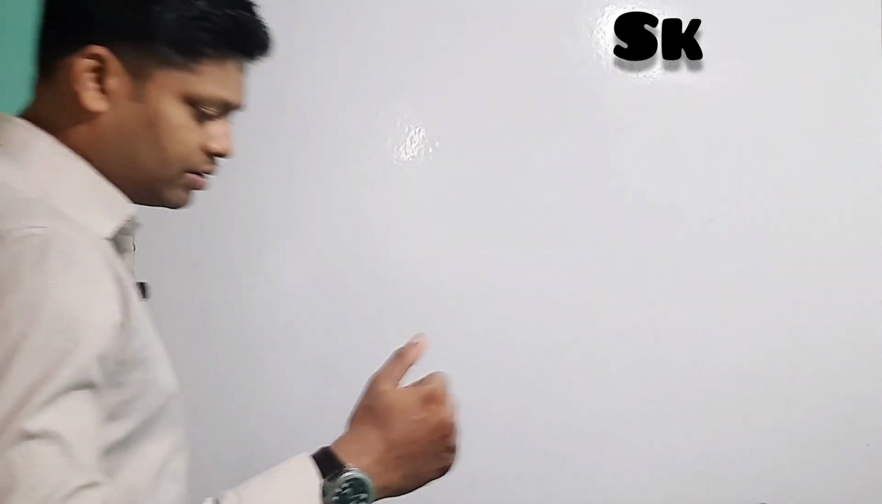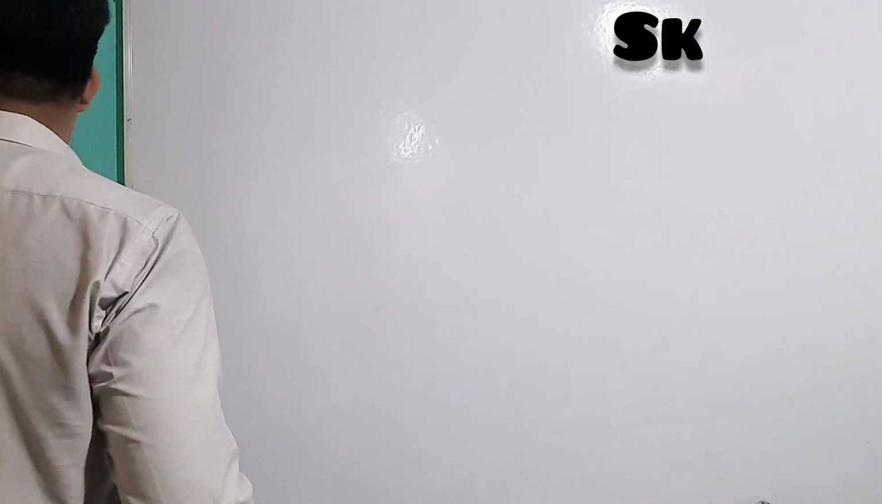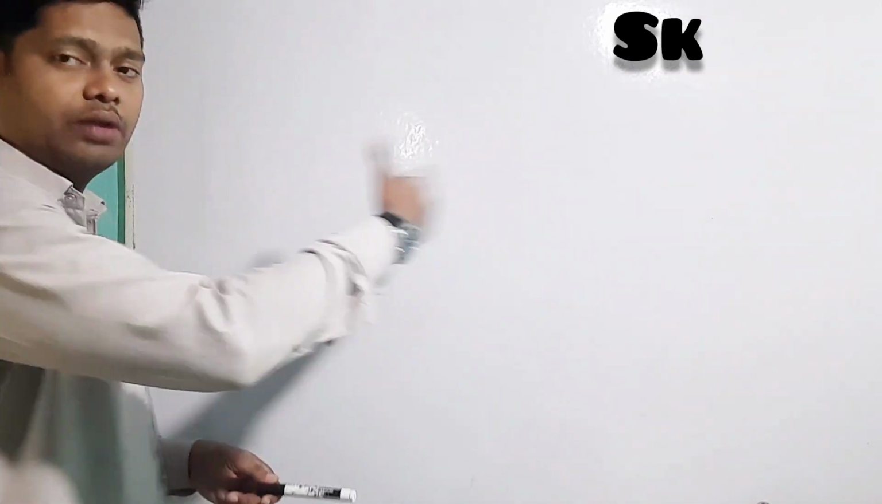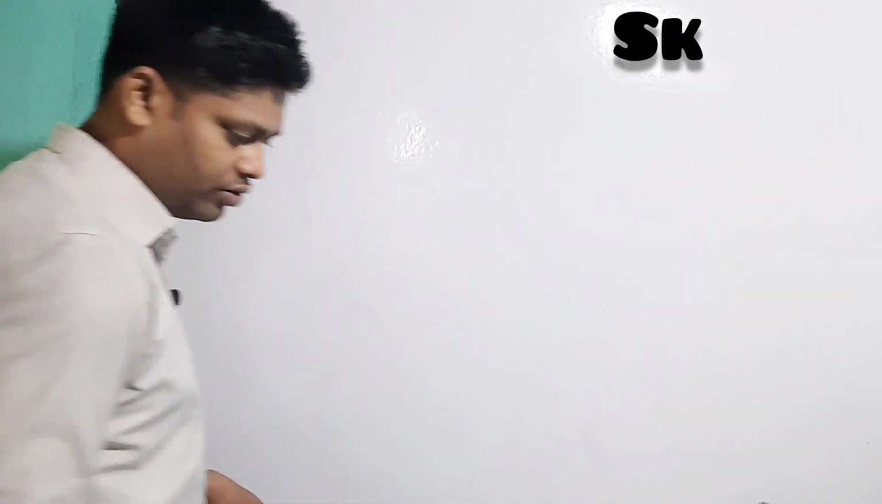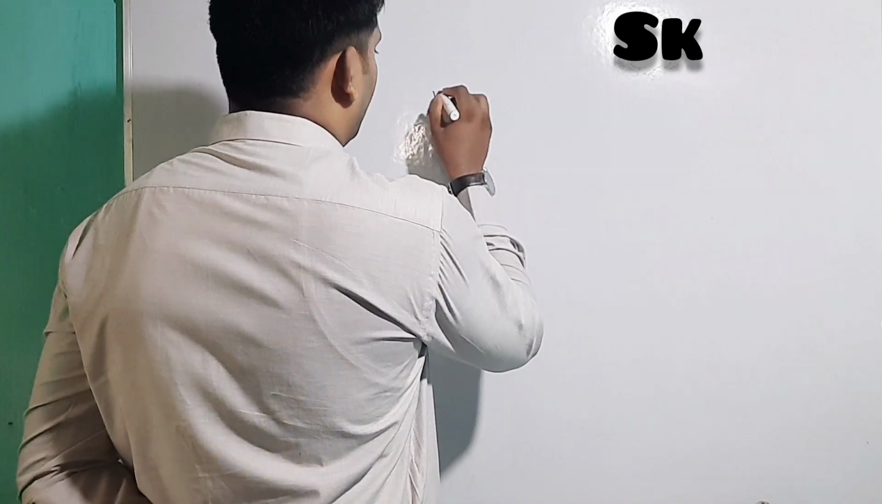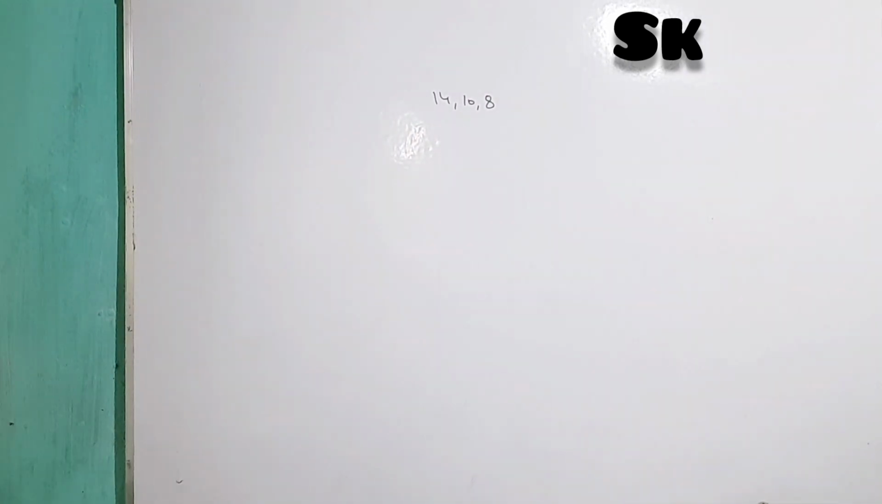Many students are asking: if we have 3 numbers in the question, how do we use the second method to find the HCF? Let me take the numbers 14, 10 and 8. These are the 3 numbers they gave you in the question. Now we'll see how to take out the HCF using these 3 numbers.